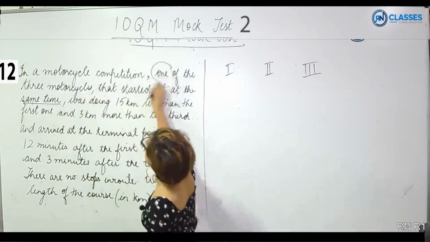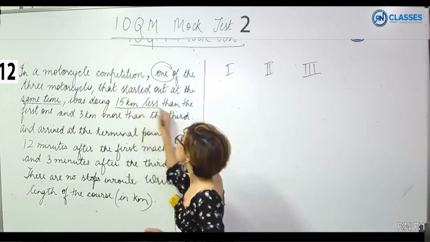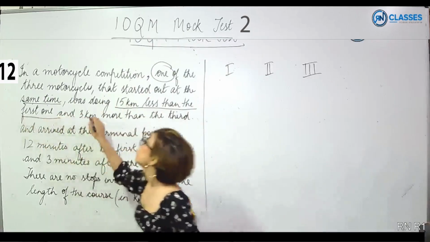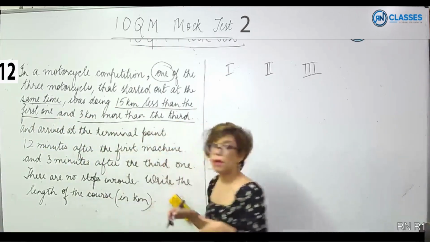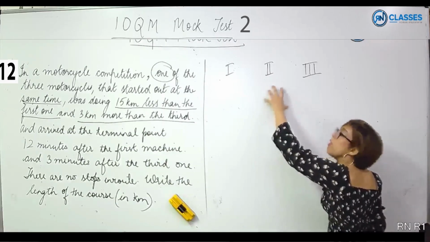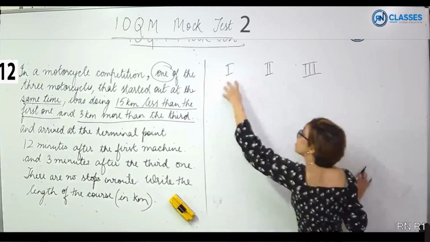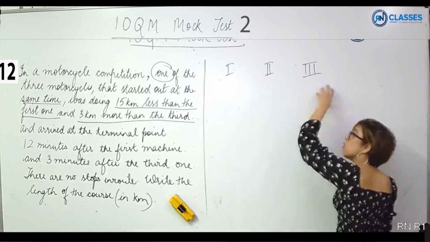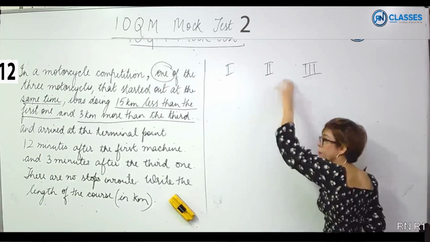Now he says one of the motorcycles was doing 15 km less than the first one and 3 km more than the third one. Right? So that means he's talking about this one. Since he's talking about this with regard to this, and with regard to this, I'm talking about this. So let me consider this as the primary one, right?